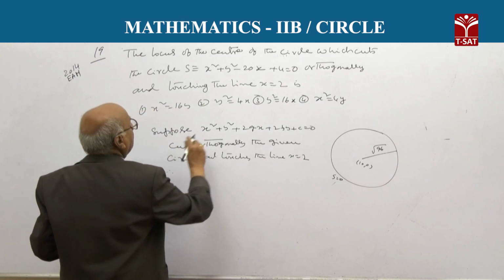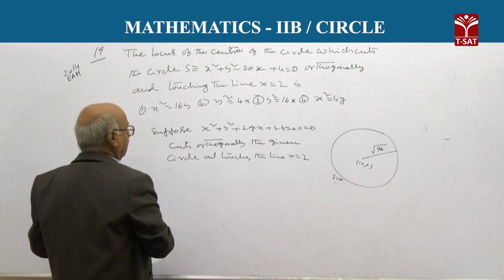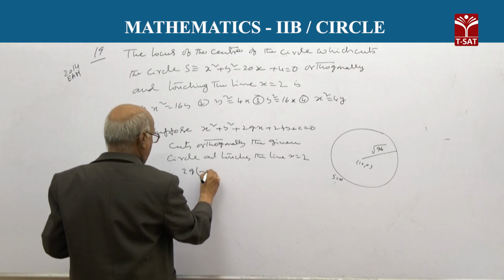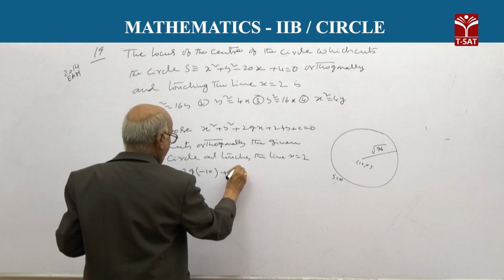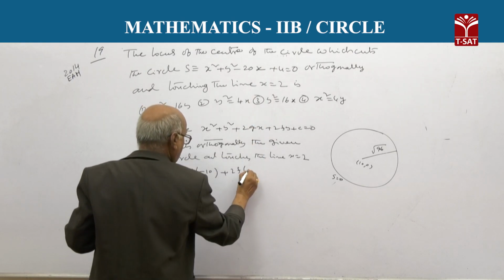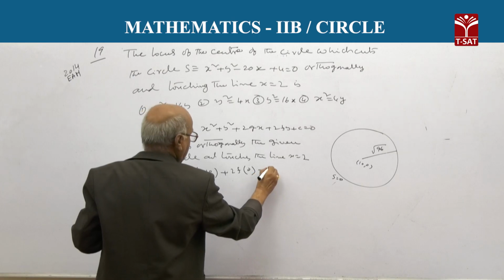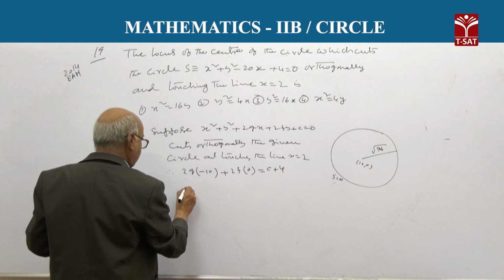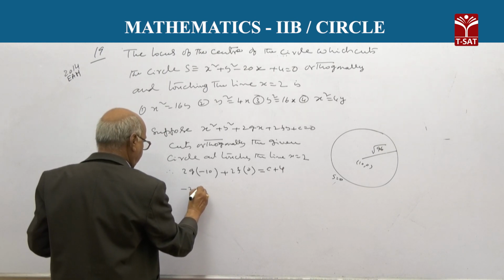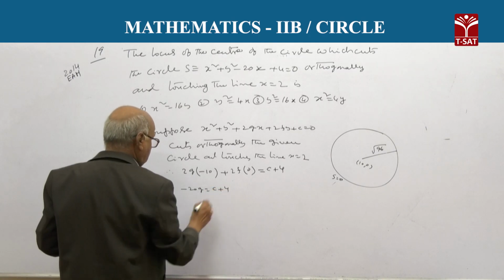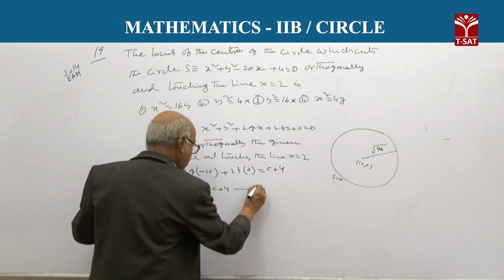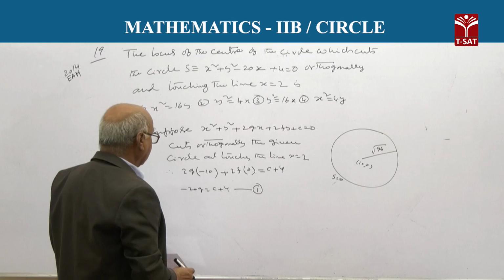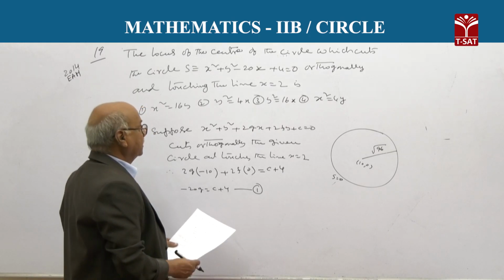So, by using the condition for orthogonality, 2g into g dash, that is minus 10, plus 2f into f dash, that is 0, is equal to c plus c dash, c plus 4. That is, minus 20g is equal to c plus 4. You can give it a reference number, or g is equal to, you will get this. Now, use that it also touches the line x is equal to 2.